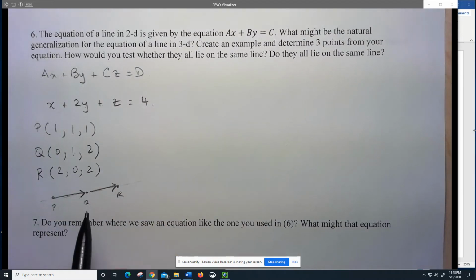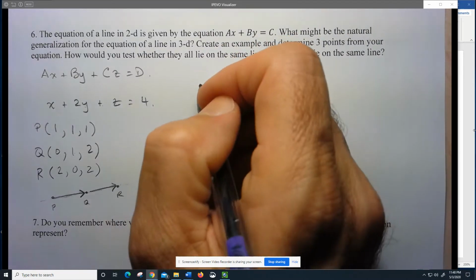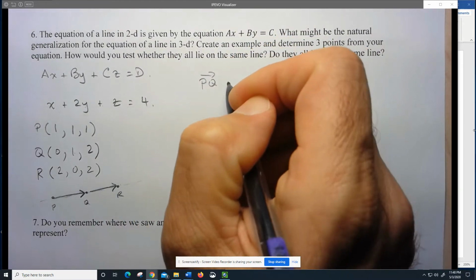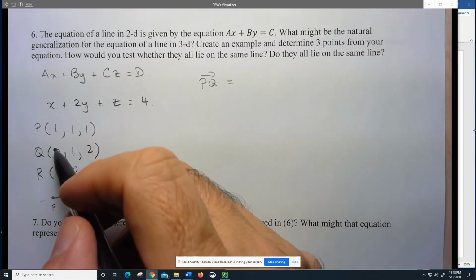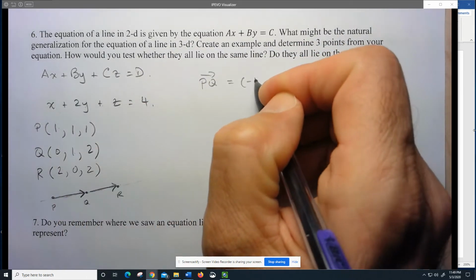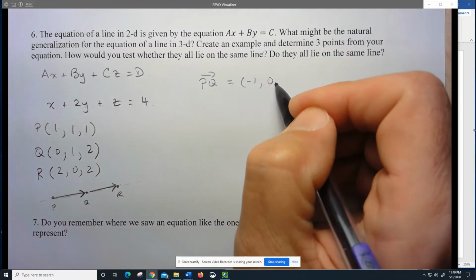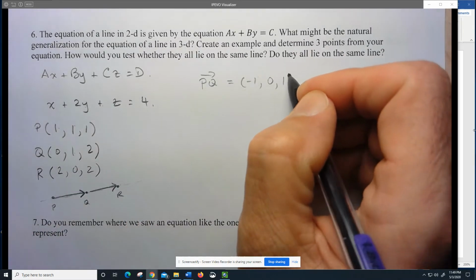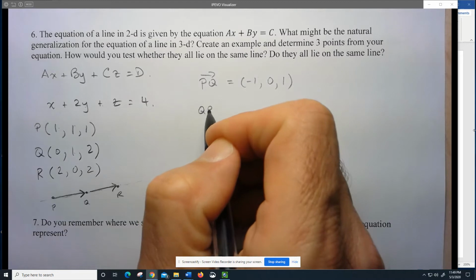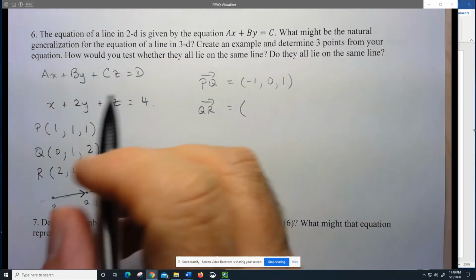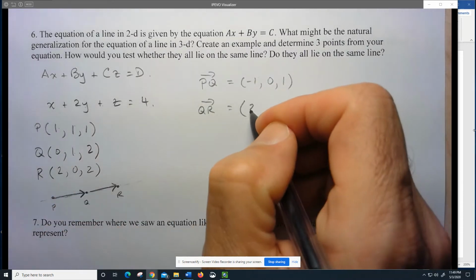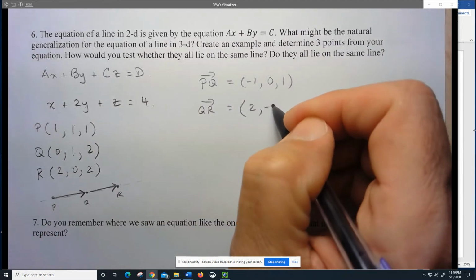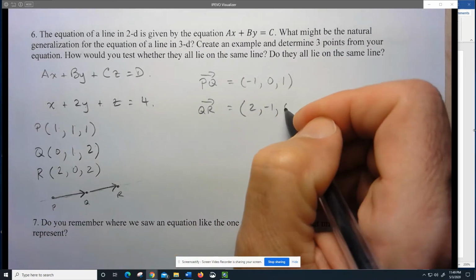So let's see what happens. Let's use this idea that if they were on a line, I should be able to form vectors PQ and QR, and they should be parallel to each other. All right, so let's check that here. So let's do vector PQ. Remember, second minus first, so 0 minus 1, negative 1, 1 minus 1 is 0, and then 2 minus 1 is 1. And now let's find the vector QR. Okay, 2 minus 0 is 2, 0 minus 1, negative 1, and 2 minus 2 is 0.